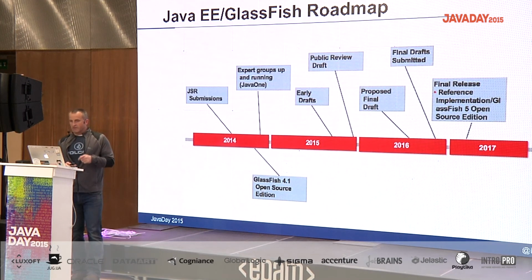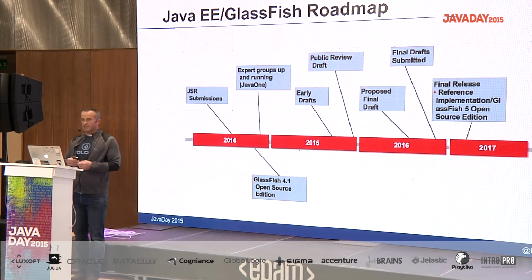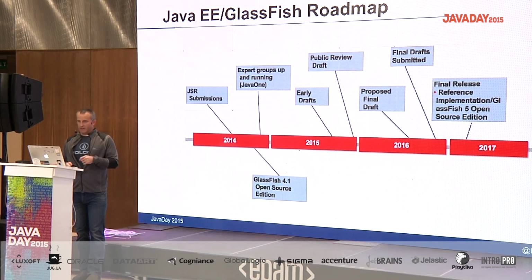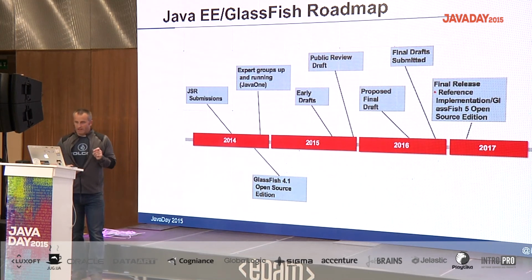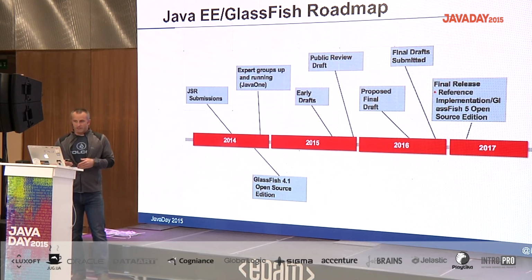This diagram shows a rough timeline for Java EE 8 and GlassFish 5. GlassFish 5 will be the reference implementation of Java EE 8. A number of JSR submissions are finalized, and many expert groups are now in full swing. There's a small number of JSRs that are not yet launched. GlassFish 4.1 has been released. And WebLogic already supports Java EE 7.